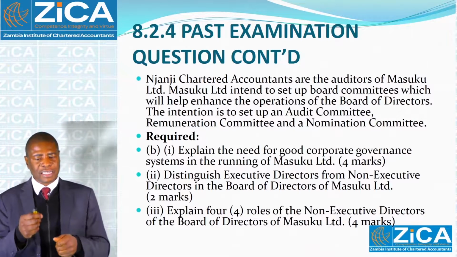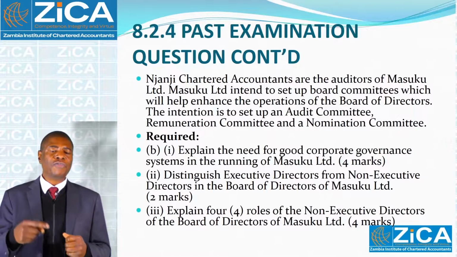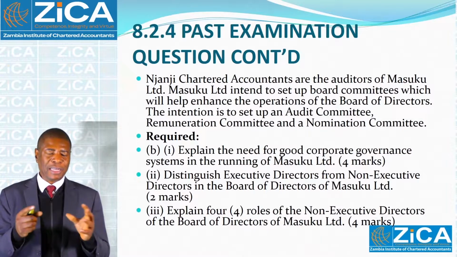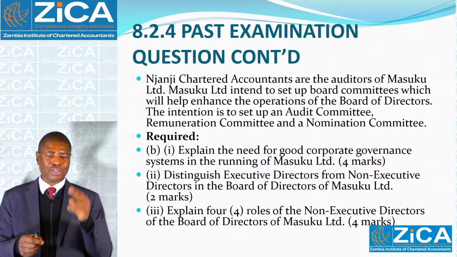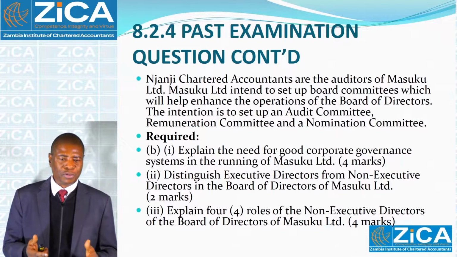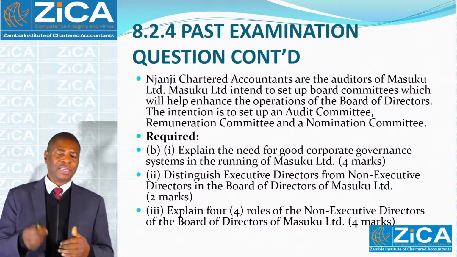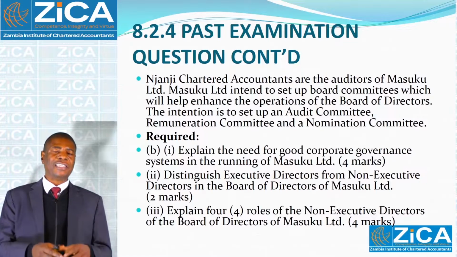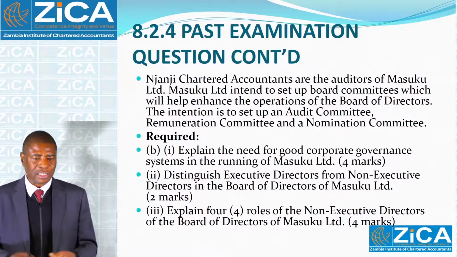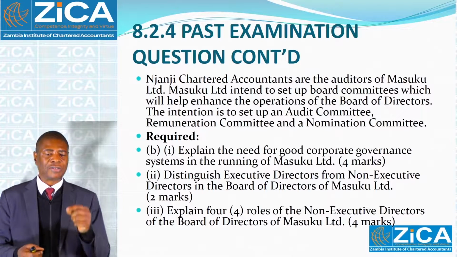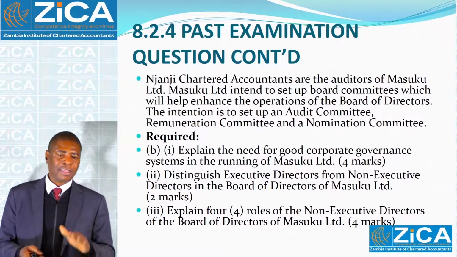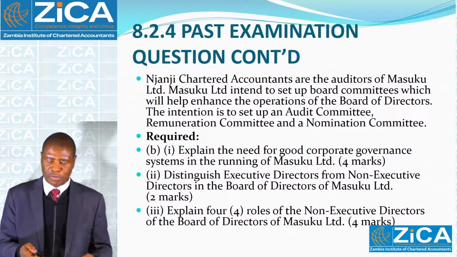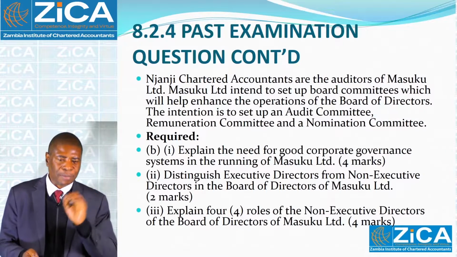Then distinguish between executive directors and non-executive directors of Masuku Limited. It was only 2 marks. So when you're explaining, don't over-explain, because it's only 2 marks. Then the third part was to explain 4 roles of non-executive directors of Masuku. Even if you are mentioning Masuku, I think these are general knowledge questions. If you knew what non-executive directors do, you'd have got all 4 marks there. Or you needed to do a bit of explaining. If you only stated, no problem, you still get maybe 2 marks out of the 4, which is not bad. At least you've got something.